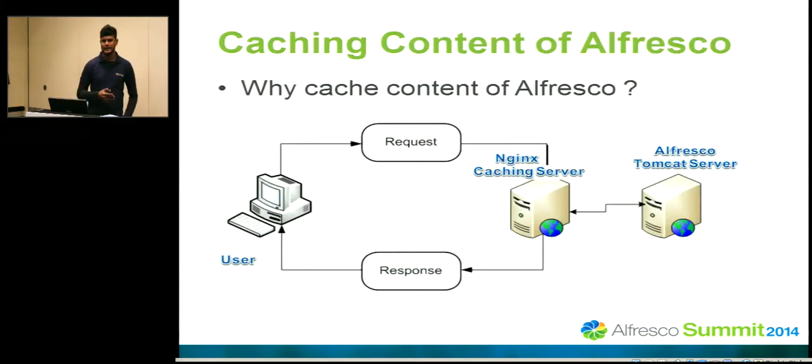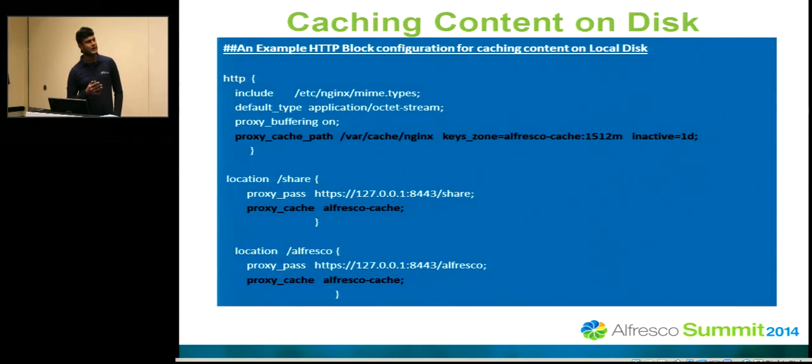So why cache content for Alfresco? We have two options: caching content on the browser, that is, we can force Nginx to cache some content on the browser, or on the disk. The next slide will show you how to cache content on the disk.